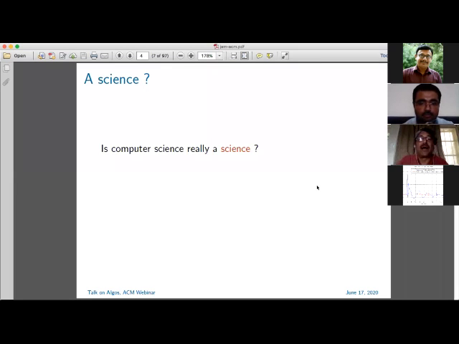Yeah, so I see one thing on the chat box where Somit Biswas says science deals with natural phenomena, whereas computers are man-made, so it is artificial. Absolutely. That's why I said it's a machine, right?